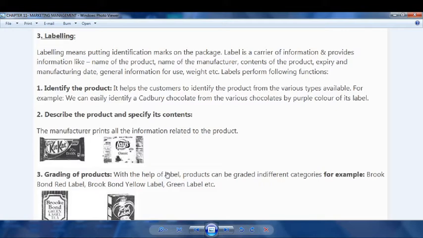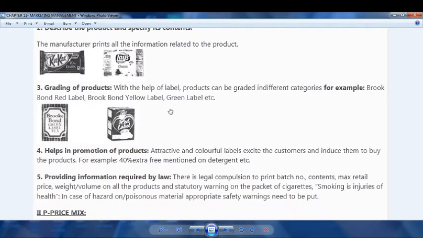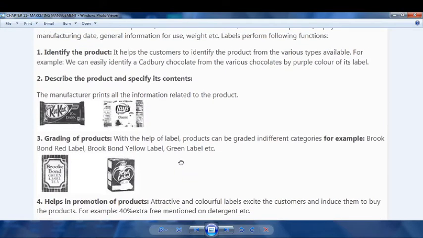Now, what functions does labeling perform? What are the functions of labeling? There are basically 5 functions of labeling. The first function of labeling is to identify the product. Labeling helps the customers to identify the product from the various types available.